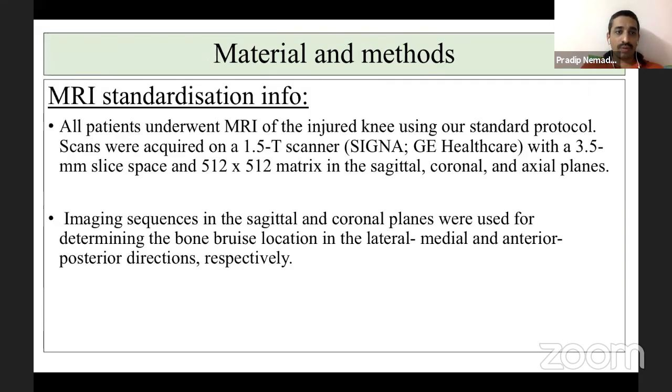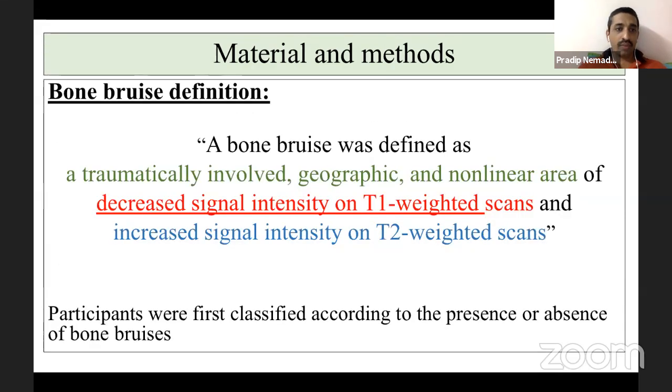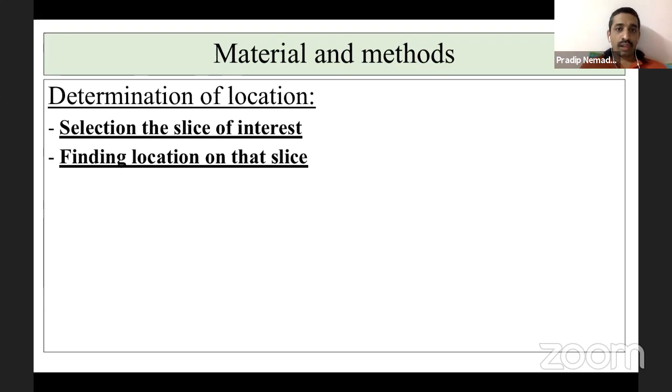So they have taken proper permission, and they have standardized the MRI with the available software that they have. They define a bone bruise as a traumatically induced geographic non-linear area of decreased signal intensity on T1 and increased signal intensity on T2. Participants were first classified according to presence or absence of bone bruise. So those who have bone bruises were the bone bruise group, and those who didn't were the no bone bruise group. Then in those patients who have bone bruises, they did two things.